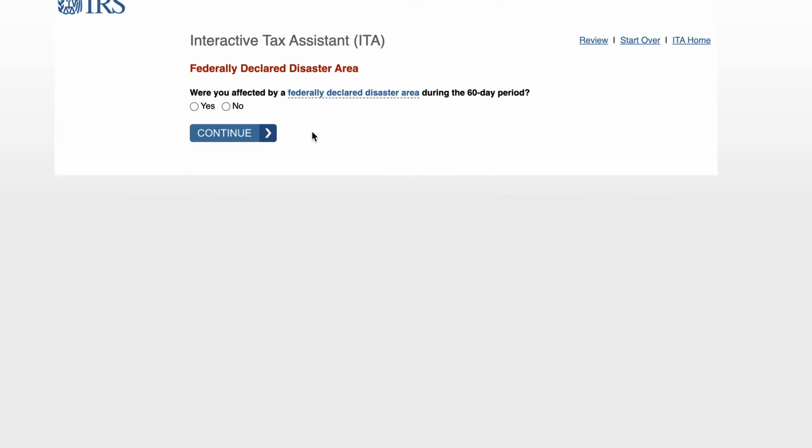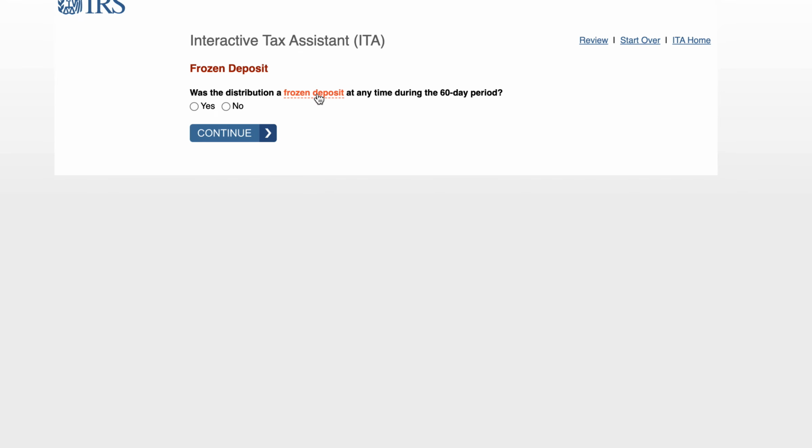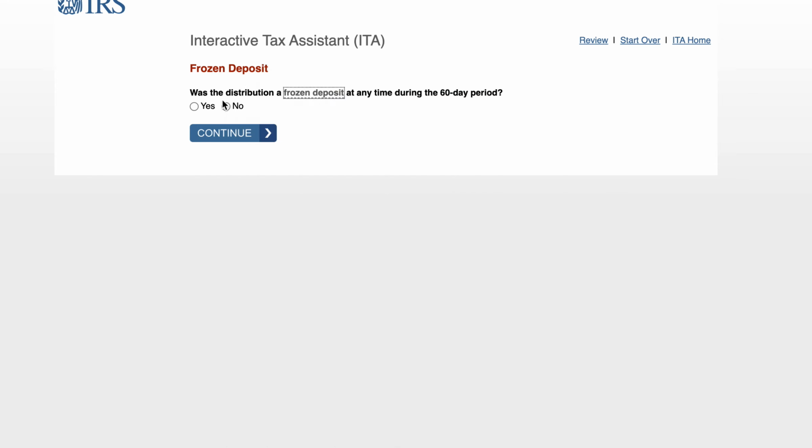Were you affected by a federally declared disaster area? Well, there are some exceptions to that, right? Although the rollover wasn't completed, did the financial institution receive it? Let's imagine that they did not. Was it a frozen deposit? Oh, what's a frozen deposit? It's a deposit that can't be withdrawn from a financial institution because either it's bankrupt or insolvent, or the state where it's located restricts withdrawals because one or more financial institutions are bankrupt or insolvent. So let's say no, it wasn't.